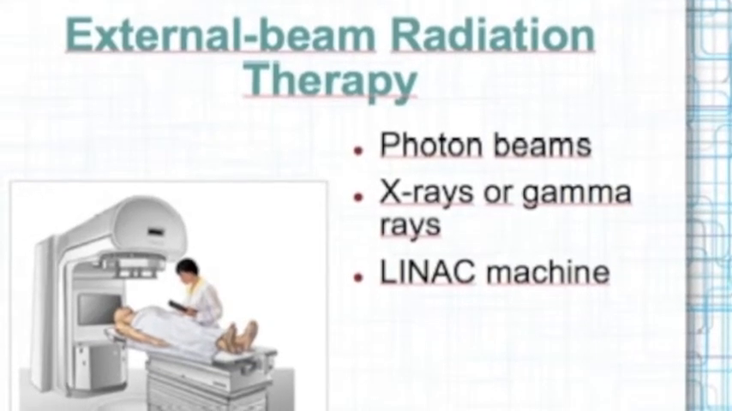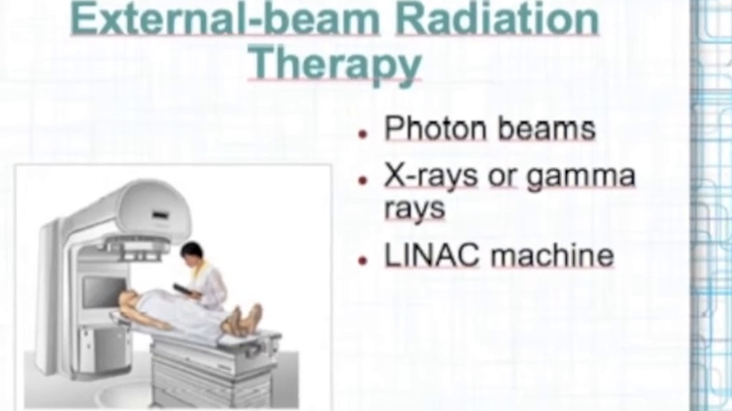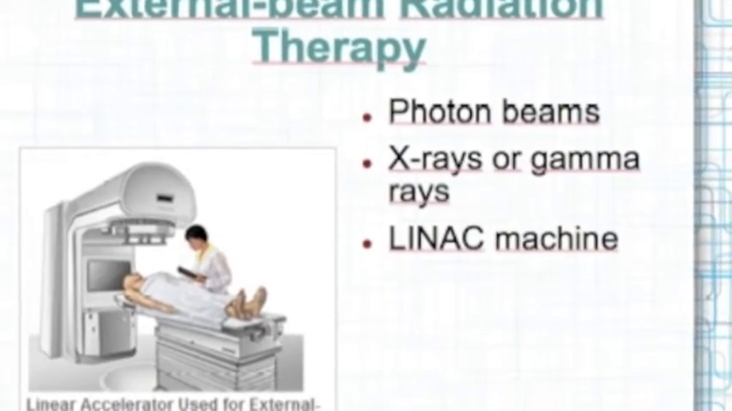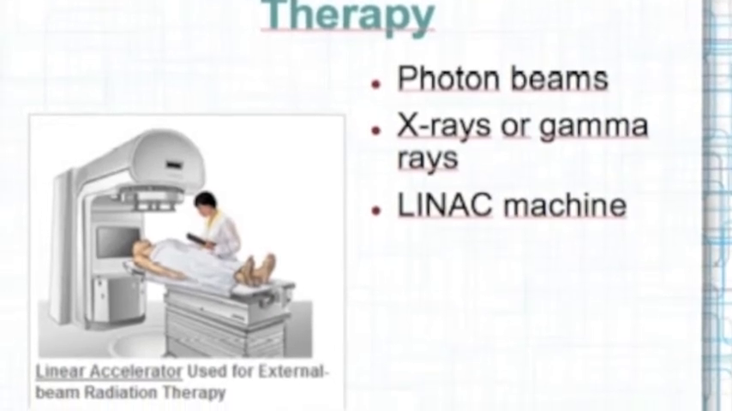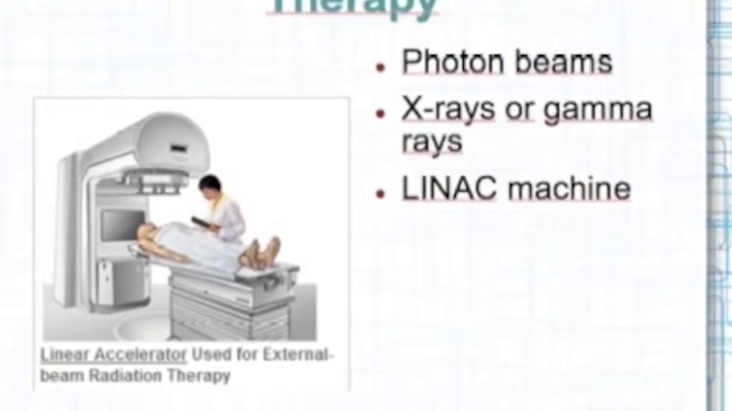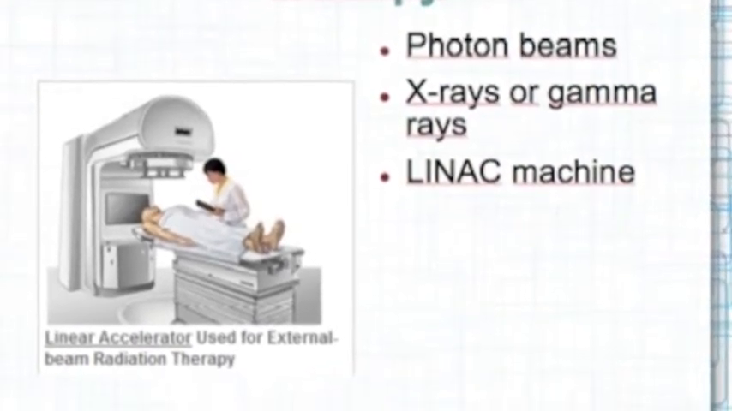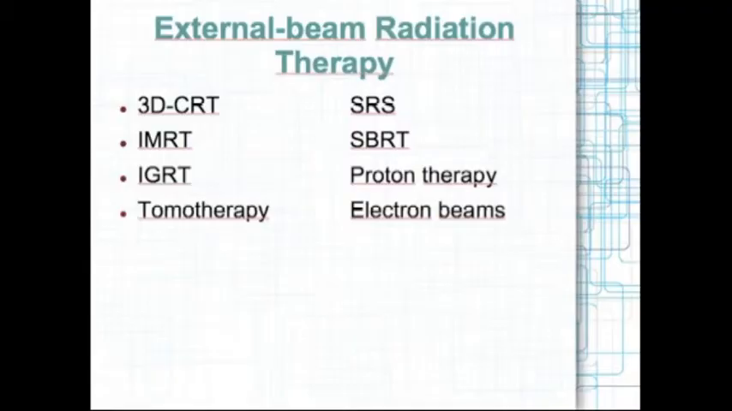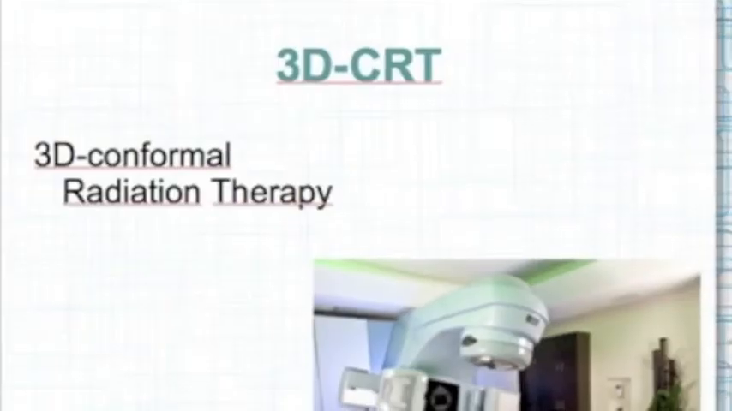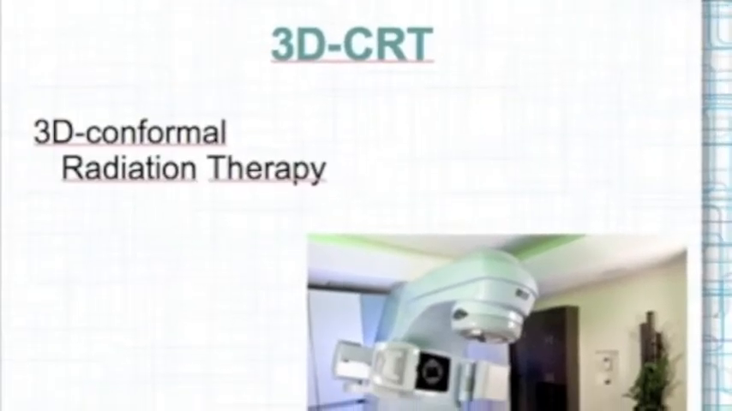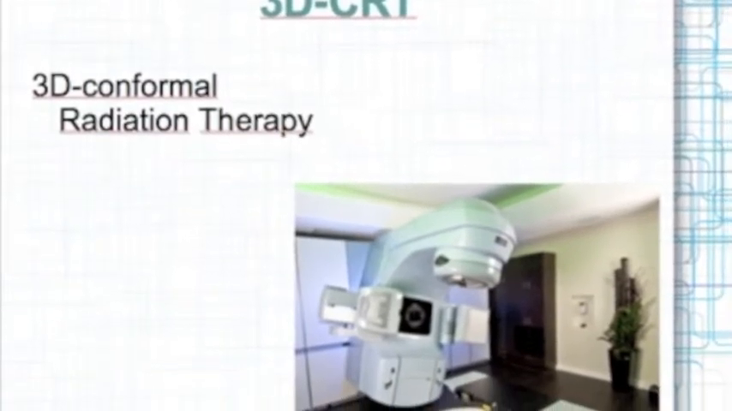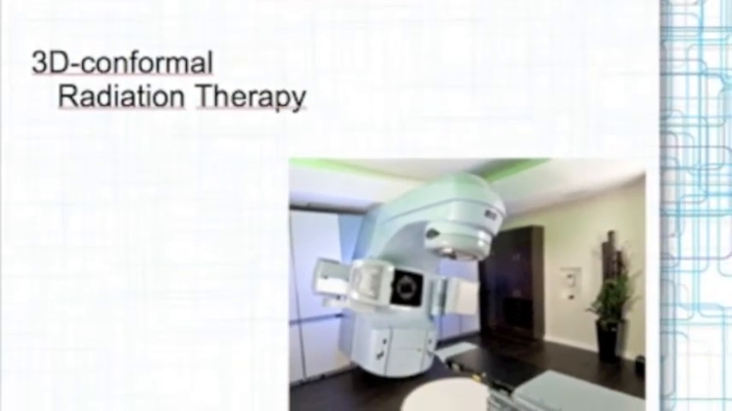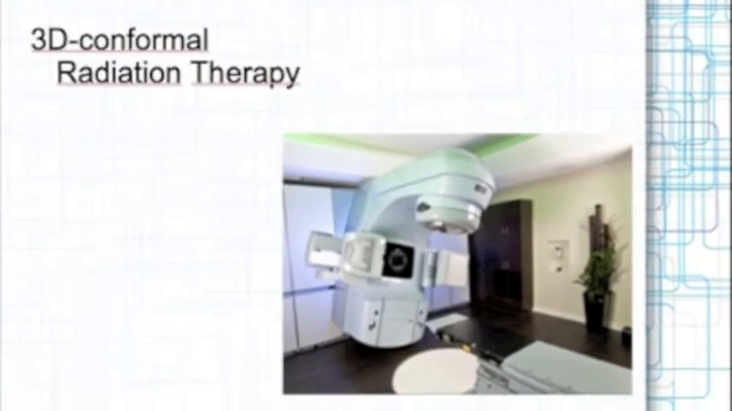External beam radiation therapy uses photon beams, usually X-ray or gamma rays, since those have the highest energy. This therapy commonly uses a LINAC machine, which is a linear accelerator, shown on the left. There are many different types of external beam radiation therapies, and I'll talk about a few of them briefly. First is 3D CRT, which is 3D conformal radiation therapy. This is the most commonly used, and it involves sophisticated computer equipment and machines.